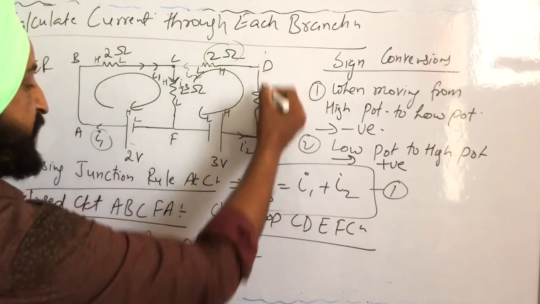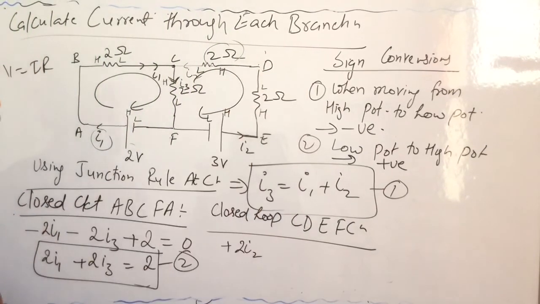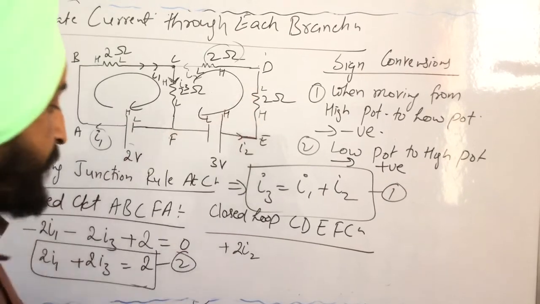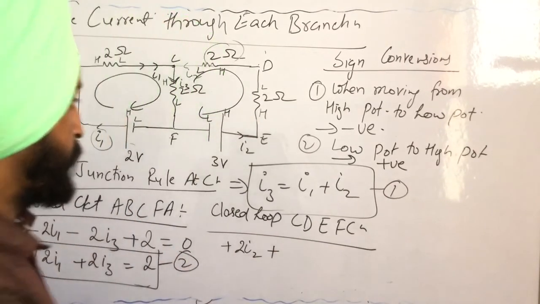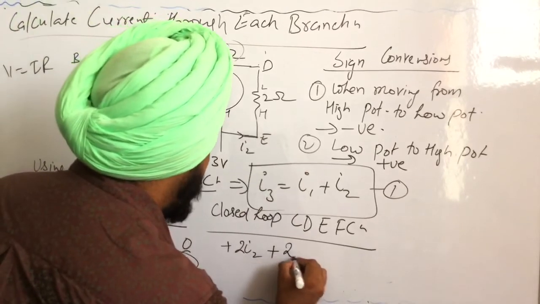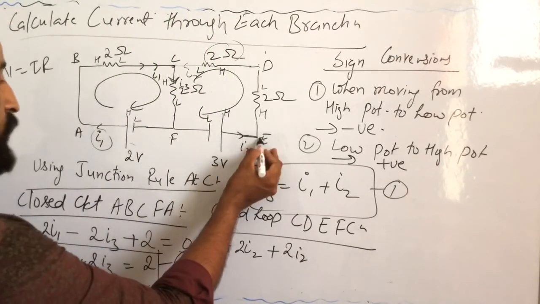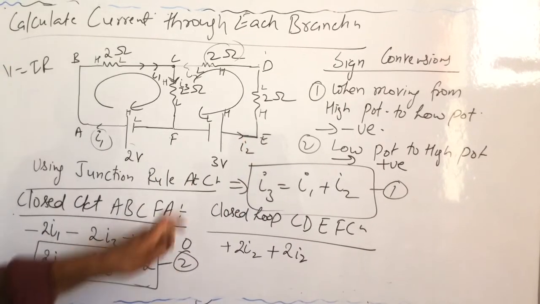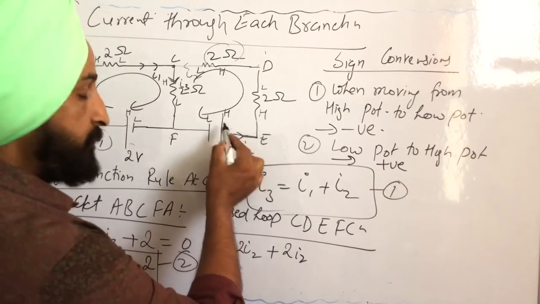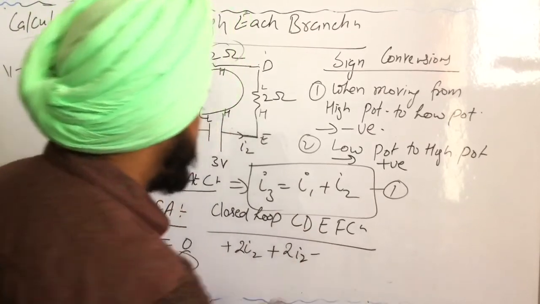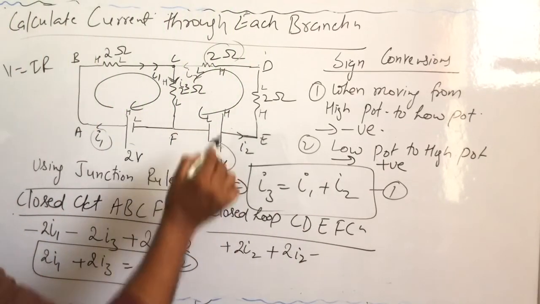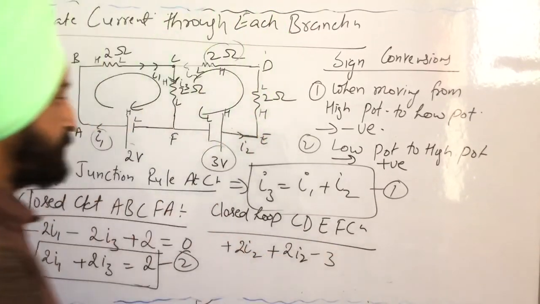Then I am moving from D to E. So when I am moving from D to E, I am moving from low to high again. The sign would be positive. So it will be 2 into I2 again. Fine. And then I encounter the positive terminal of battery. Now I would be moving from H to L. That means high to low. So the sign should be negative. And the voltage of this battery is 3. So I would be writing minus 3.